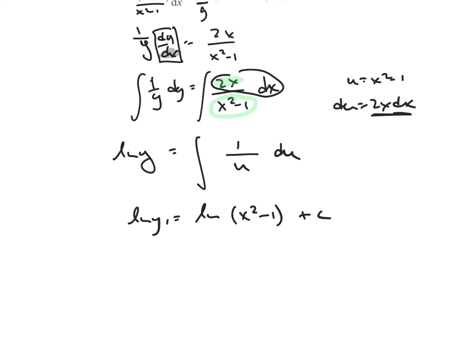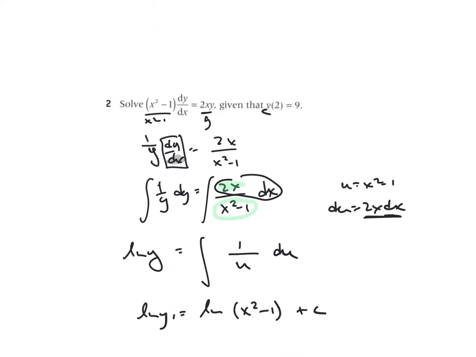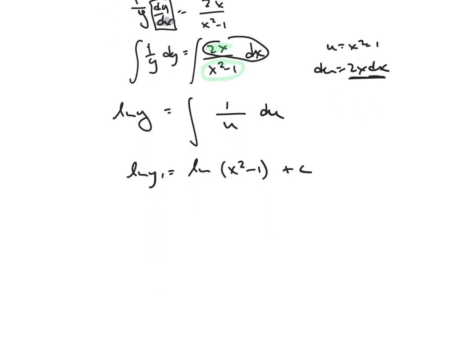Because if it's a constant on this side, it adds over to the other side, so it doesn't make a difference. Okay, so I do know that y at 2 equals 9. All right, so I will solve for y first before I use y at 2 equals 9. I'll use that to get c in a bit. But right now, I'm going to raise this side to the power e and this side to the power e. So y is equal to, this is going to be x squared minus 1.